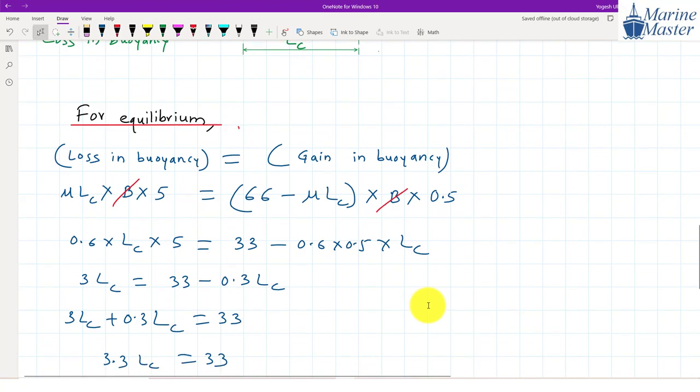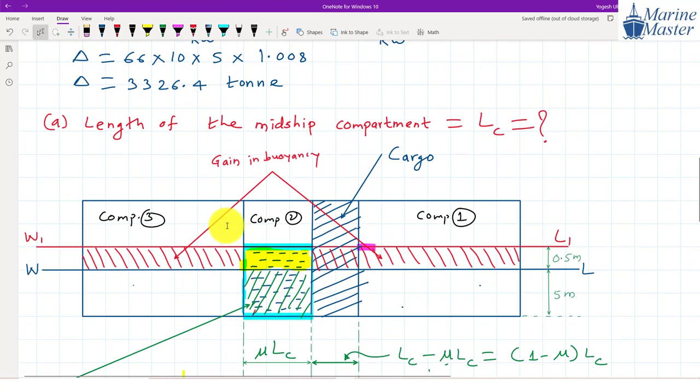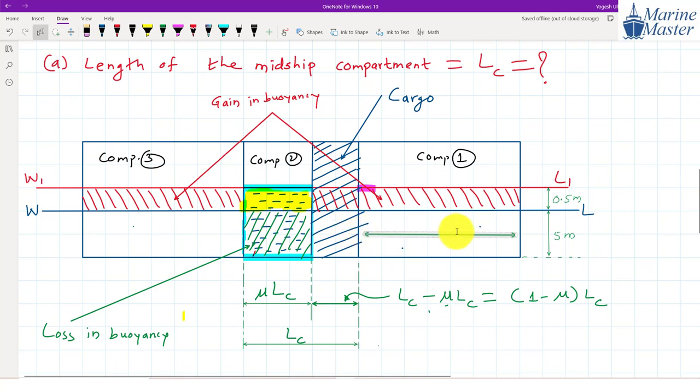Now try to see the scenario further. Observe here, buoyancy. How much will be the length of compartment 1? Can anyone help me? How much is this length of compartment 1? Tell me. 28 meters. So the length of compartment 1 is 28 meters.